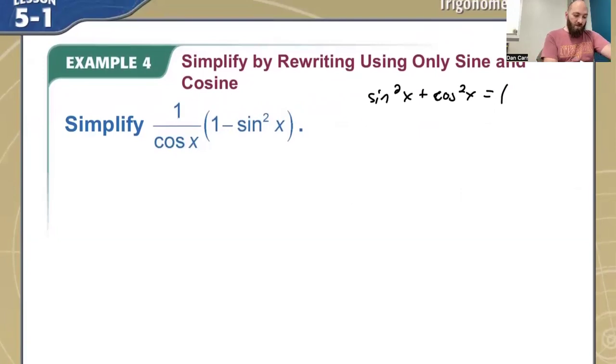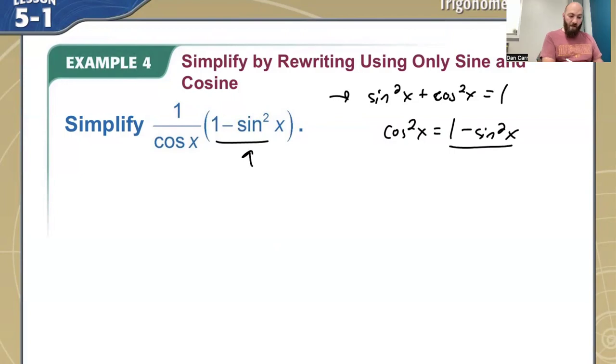So one thing I noticed is 1 minus sine squared of x. Since I'm dealing with sine squared, go back to my Pythagorean identity, sine squared x plus cosine squared x equals 1. I can change this around a little bit by subtracting sine squared x over. If I do that, I get cosine squared x is equal to 1 minus sine squared x. Since this matches this, I can replace that with cosine squared x.